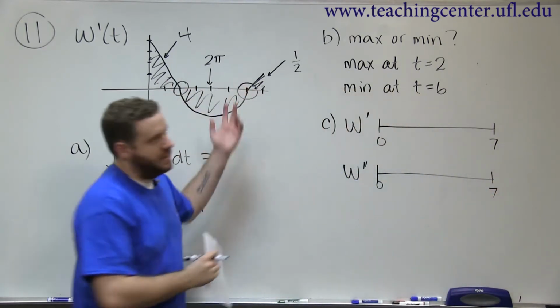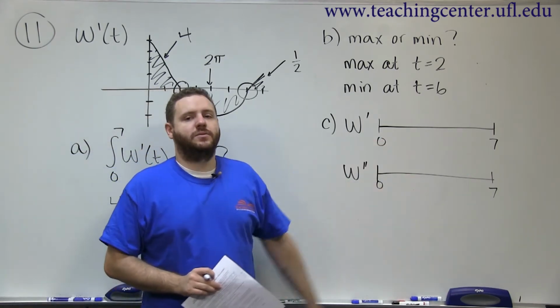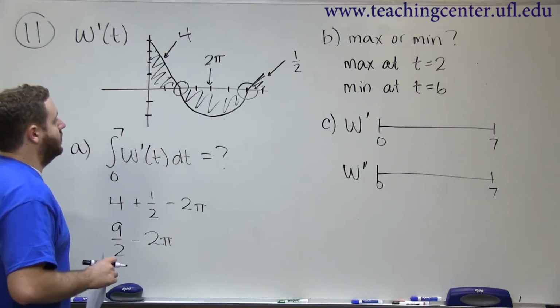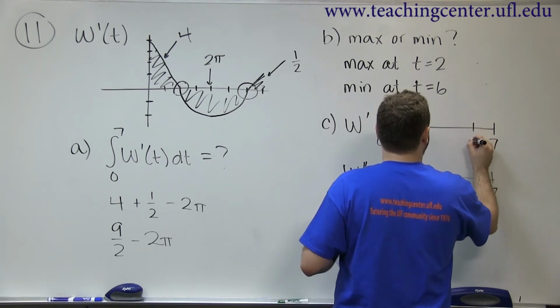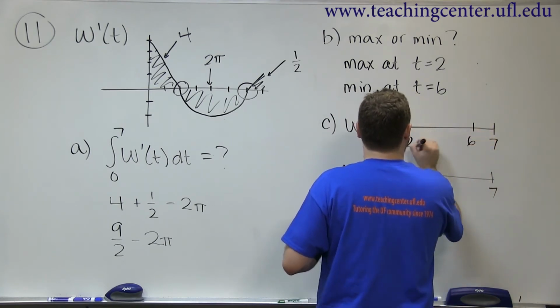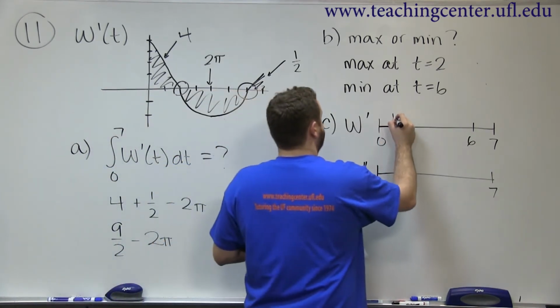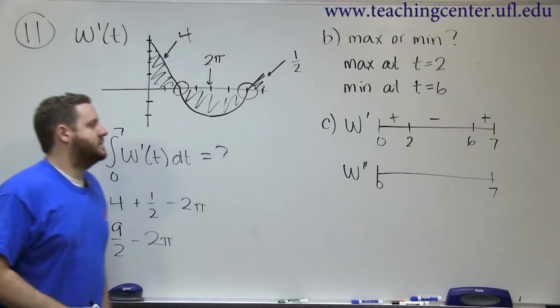That's the only information we have here. So to get our sign chart for W prime, we're just looking at this, because this is W prime, remember? So it's 0 at 2 and 6, and it's positive before 2. It's negative in between 2 and 6, and it's positive after. So that's our sign chart for W prime.